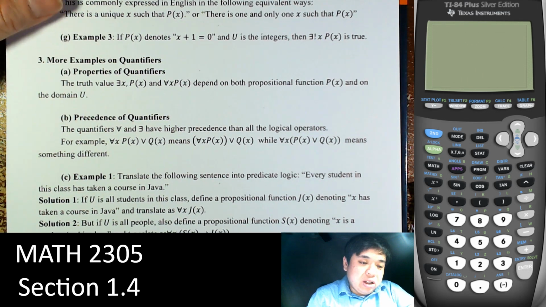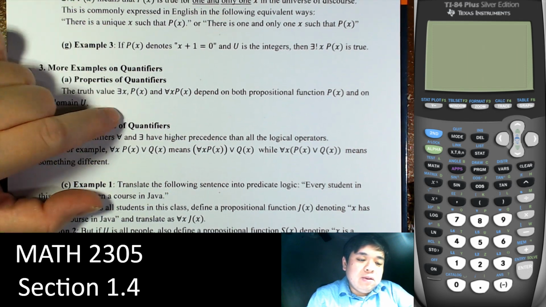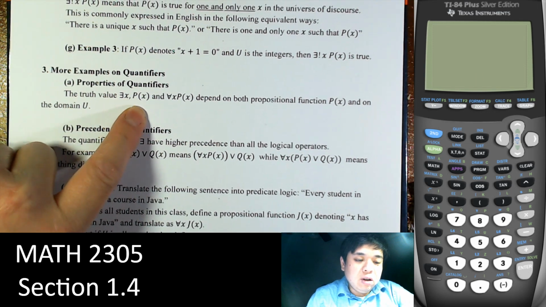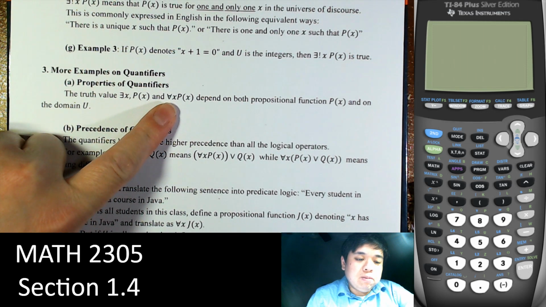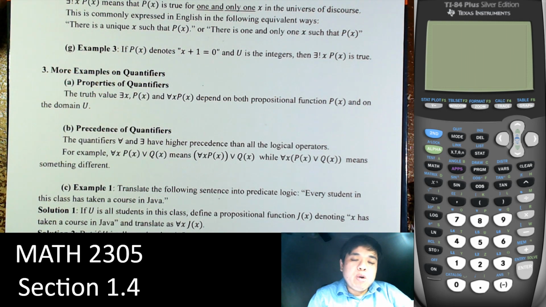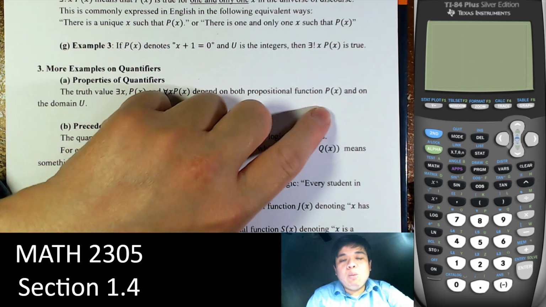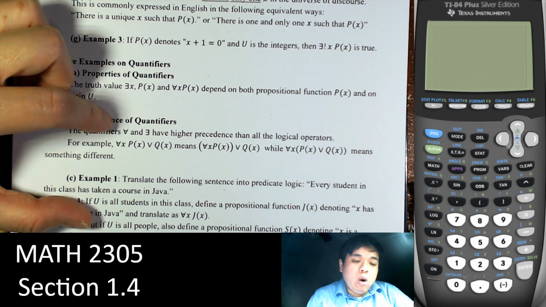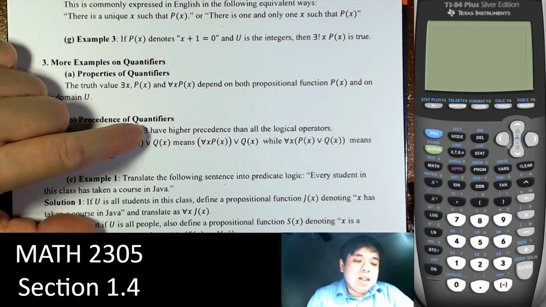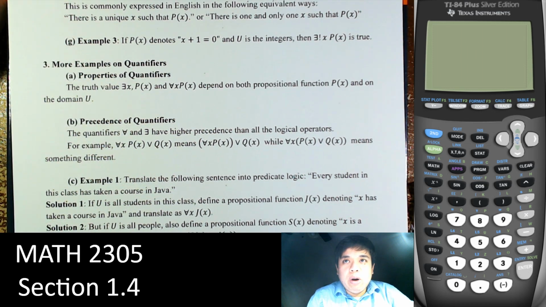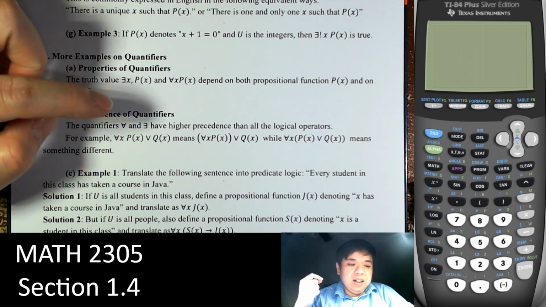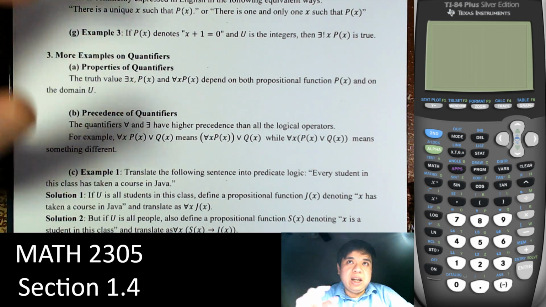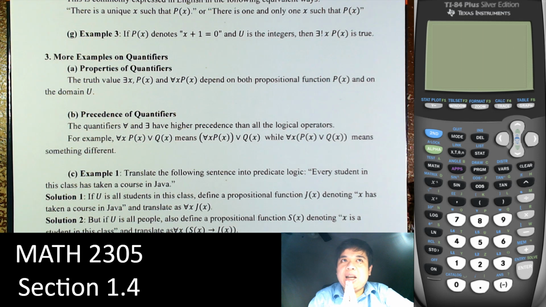Here are more examples on quantifiers. The truth values of existential or universal quantifiers depend on the proposition and on the domain. So it depends on what the function is and what the domain is. Now, the precedence of quantifiers, like order of operations: these two always come first before any logical operators. So we have the quantifiers, and then negation, and then everything else. Let me say that again: quantifiers, negation, conjunction, disjunction, and then conditional, biconditional. So that is the order.